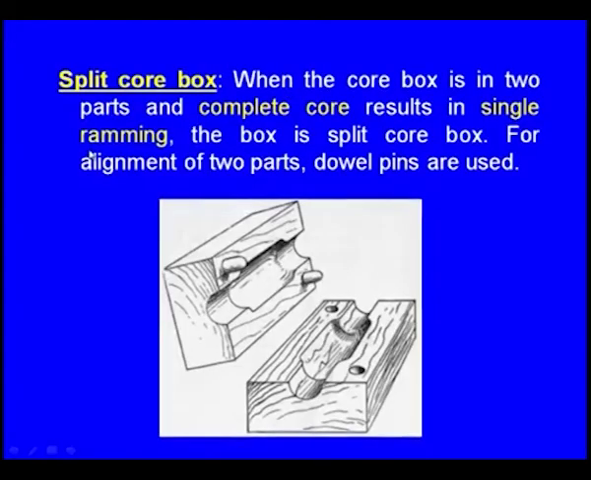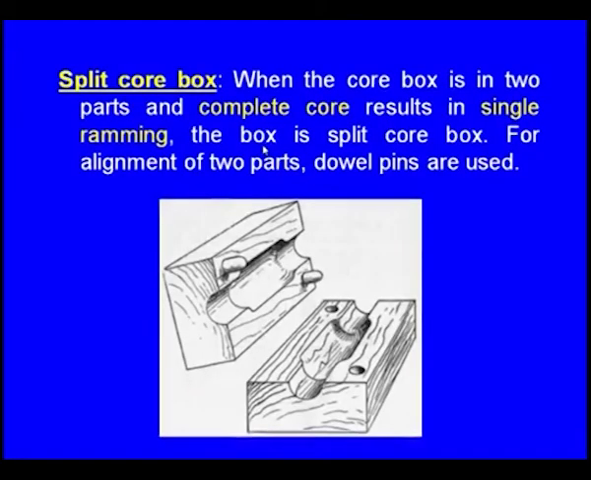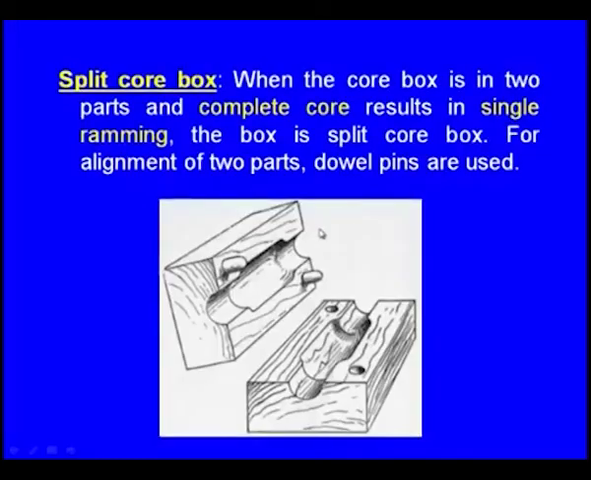Next one, the split core box. Here we can see the core box is in two parts and the complete core results from a single ramming. So, there will be two boxes. Place the core sand in this gap and close the molding boxes. The excess sand will come out and we get the required core. Of course, we have to cure it before we take the core outside, and it has dowel pins. Next one, the split core box looks like this.